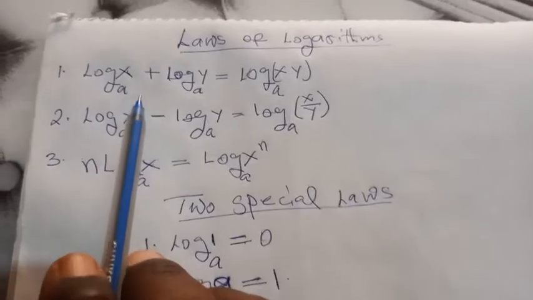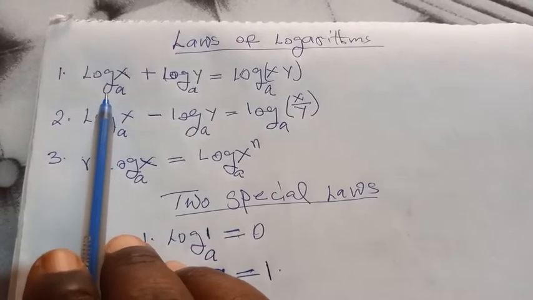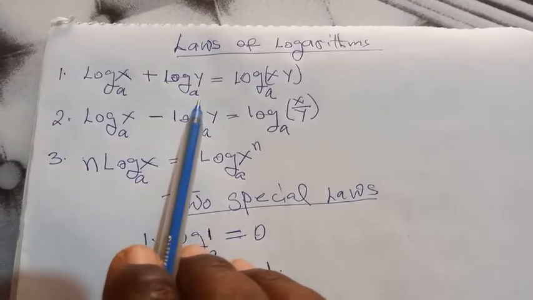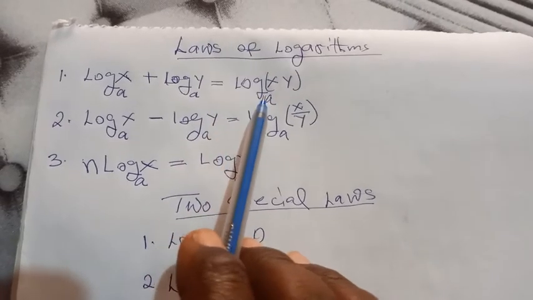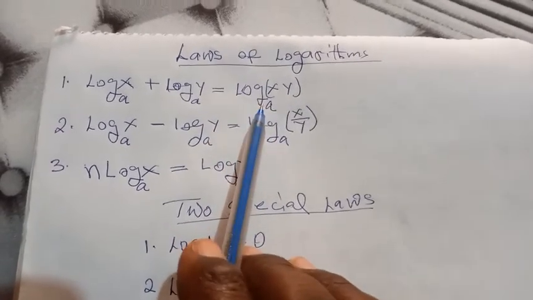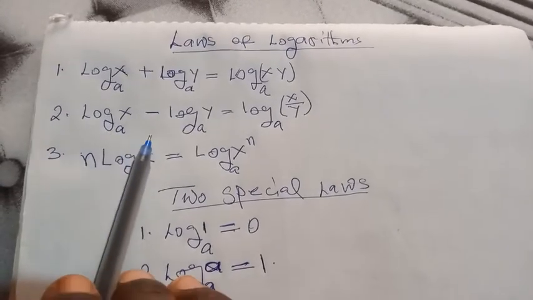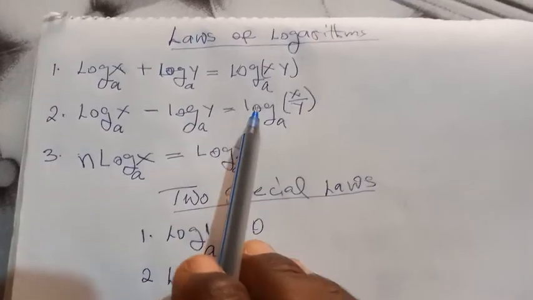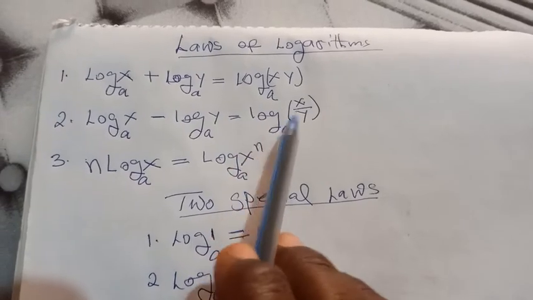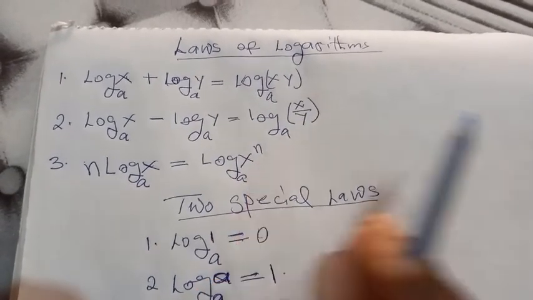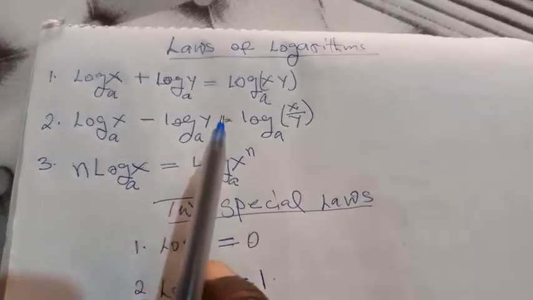And the very first law we know is this. If I have log x base a plus log y base a, it is the same thing as log xy base a, both of them multiplied together, base a. And then when we have log x base a minus log y base a, it's going to be log x over y base a. We have proved these formulas already, these laws already.